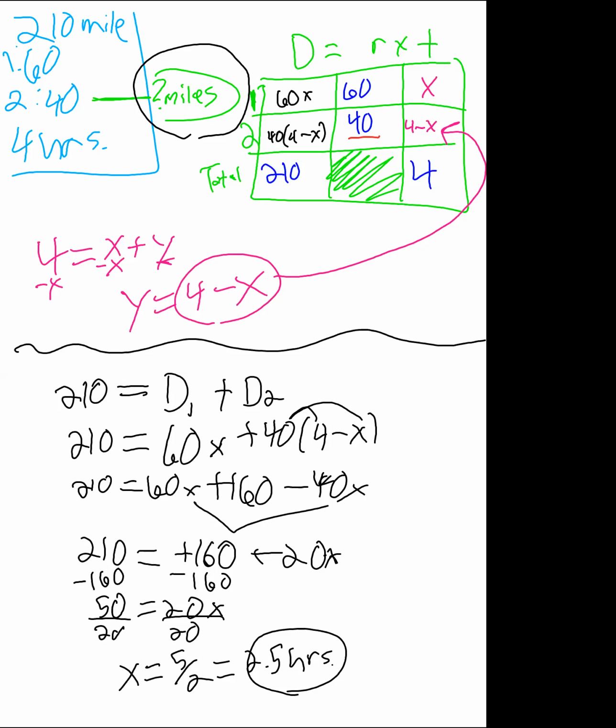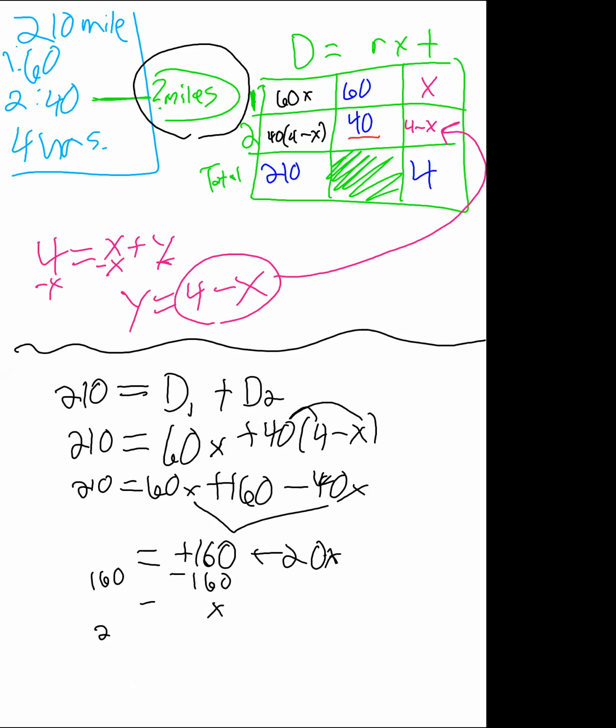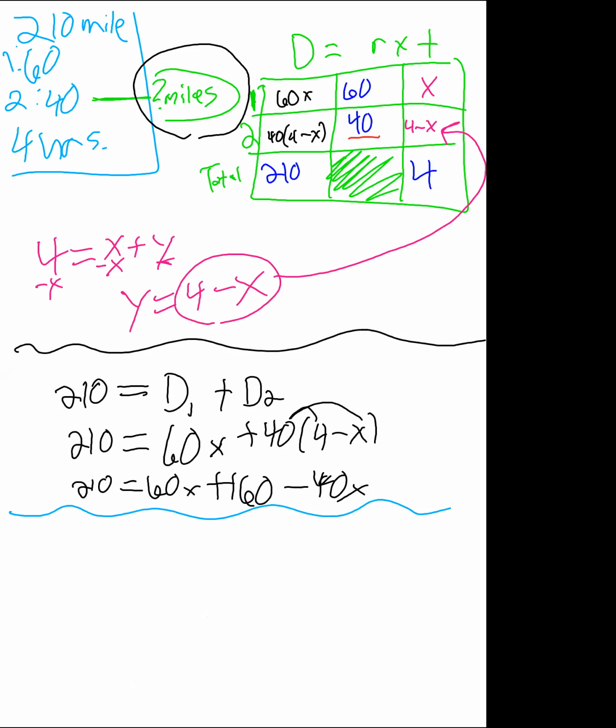So what we have to do is get rid of this. Give it a second. It's a little slow. So now we'll go back and let's use this color. We have to look at part two. So now we want to find the distance at the slow speed of 40 miles per hour, which was 40 times 4 minus x. And if you remember, our x was 2.5, or 5 over 2. So we can plug in 5 over 2 for x.